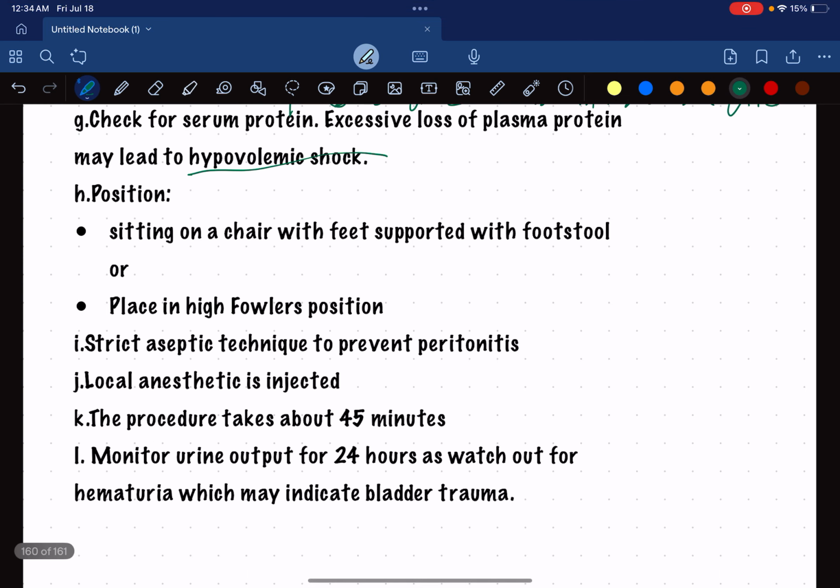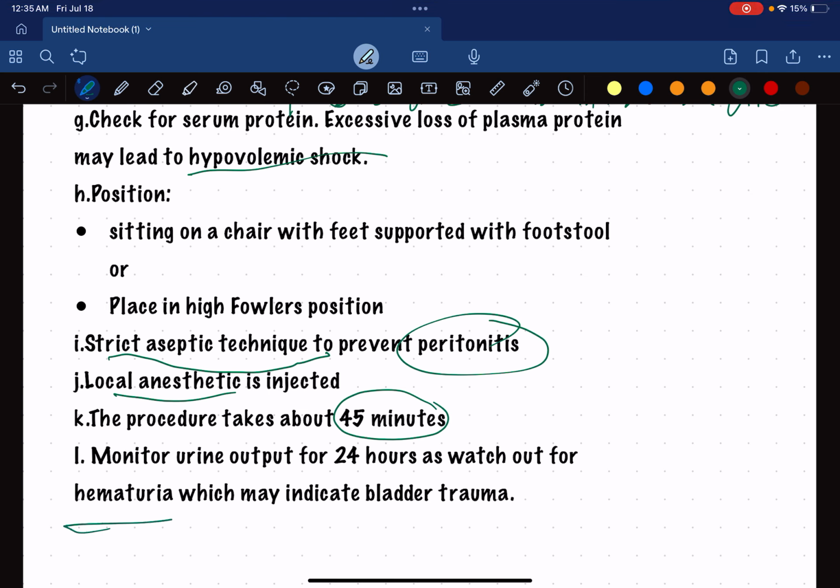And then the position: sitting on a chair with feet supported with a footstool, or placed in high Fowler's position. And we need strict aseptic technique to prevent infection or peritonitis. And we also give local anesthesia para hindi masakit or ma-feel ni patient kapag mag-insert tayo ng needle. And this procedure takes 45 minutes. And monitor urine output and watch out for hematuria. Ito na yung sinasabi ko kanina na baka may accidental puncture ng ating bladder.